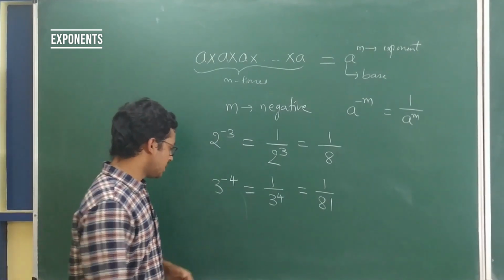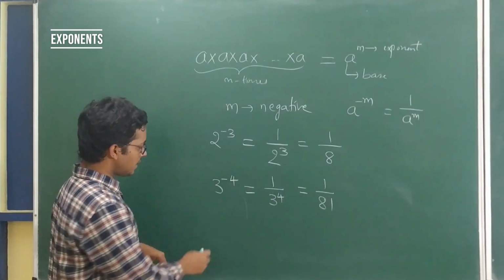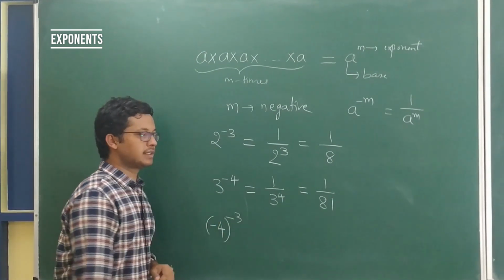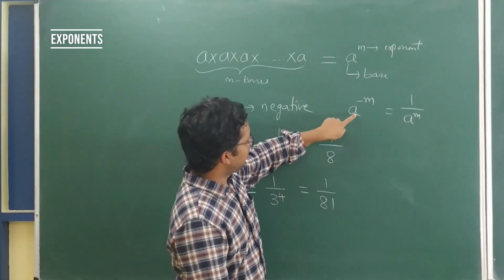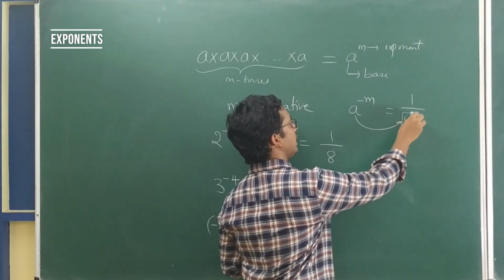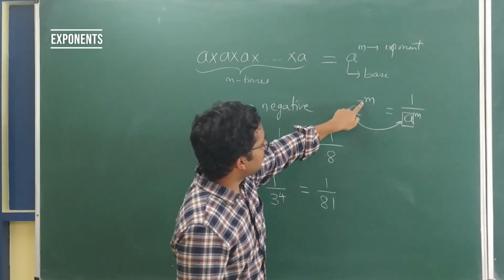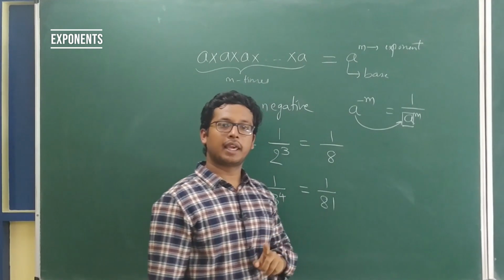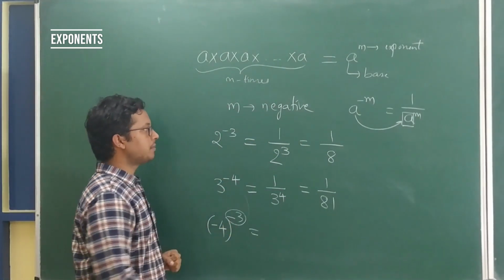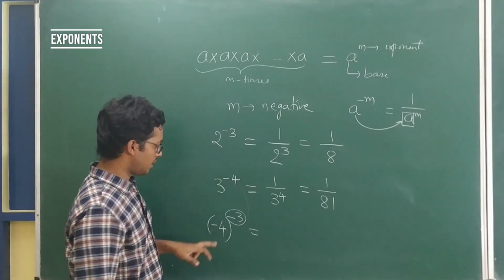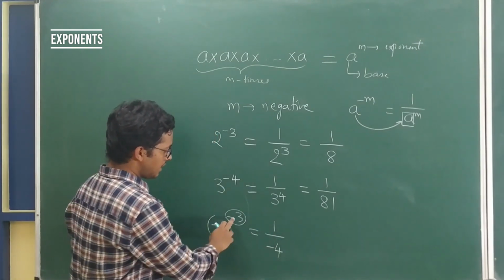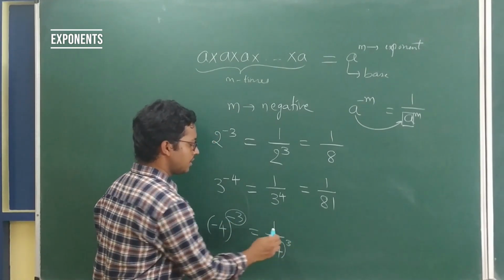A common confusion is what happens if the base is also negative and the exponent is also negative. For example, let's say minus 4 raised to minus 3. See the rule: when a is coming down here as just a, it is not changing the sign, whereas minus m, when it came to the denominator, became plus m. Let's apply the same thing. Only the exponent becomes positive, not the base, which means the base remains as it is: 1 by minus 4 remains as it is, and this minus 3 now becomes plus 3.